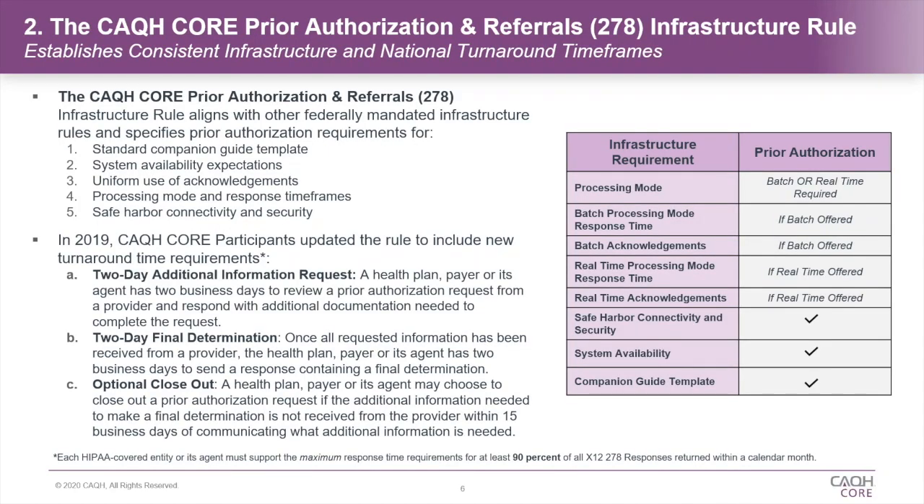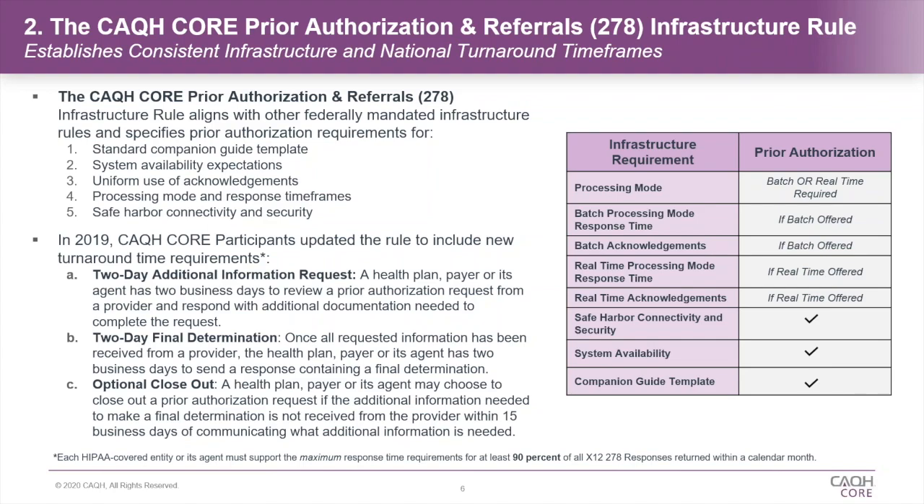The next slide introduces the CAQH CORE Prior Authorization and Referrals Infrastructure Rule, which establishes foundational requirements to build consistency with other operating rules for HIPAA transactions. These foundational requirements include receipt acknowledgement, connectivity methods, required response times, minimum system availability, and a common companion guide format. The rule ensures electronic prior authorization information is shared in an organized, trusted, and consistent way.